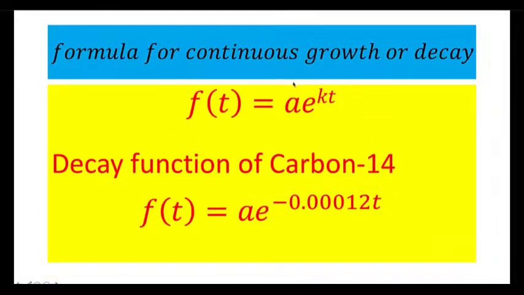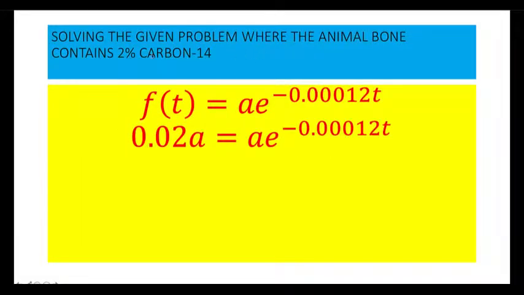From our formula for continuous decay, we now have this decay function for carbon-14. So this function now is our specific model for the decay of carbon-14. And we are going to apply this to solve our problem. In our problem, we are given an animal bone that contains 2% of carbon-14, and we are asked to find the age of that bone.